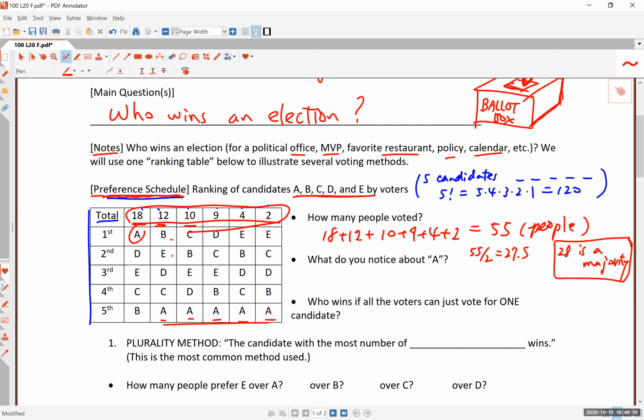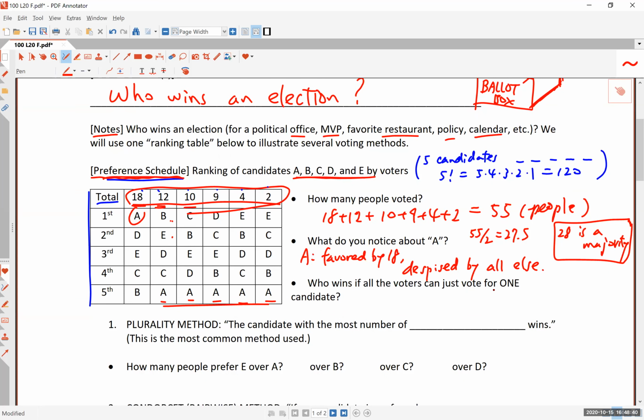What do you notice about A? I have already mentioned A is the favorite of 18 people and despised by everybody else, despised by all else. Very divisive. That's one thing you can say about A. Who wins if all the voters can just vote for one candidate? This is my first question.